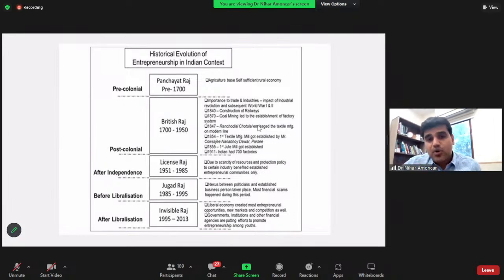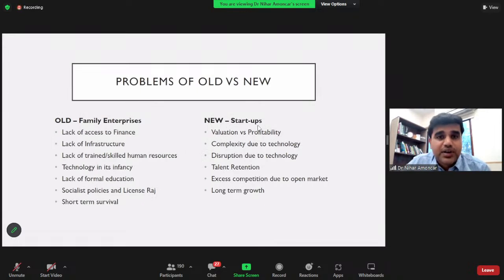And the reason why I'm talking about this is that in each one of these periods, entrepreneurship did exist. It's just that it existed in different shapes and forms depending on the different context that is presented on the right-hand side of this table. So what was different? The problems of the old versus new.